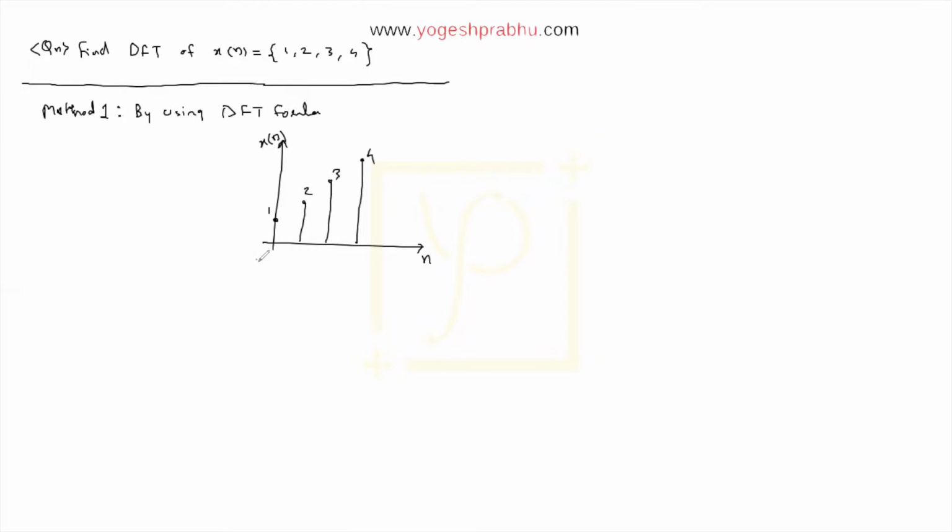Now, the first value is at n equal to 0. This n is the horizontal axis. At n equal to 0, the value is 1. At n equal to 1, it is 2. At n equal to 2, it is 3. And at n equal to 3, it is 4.